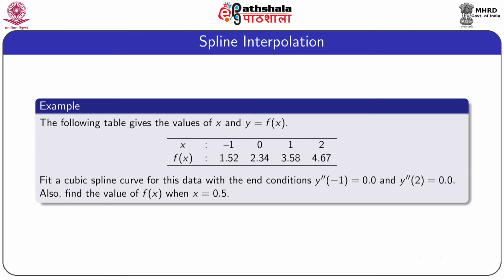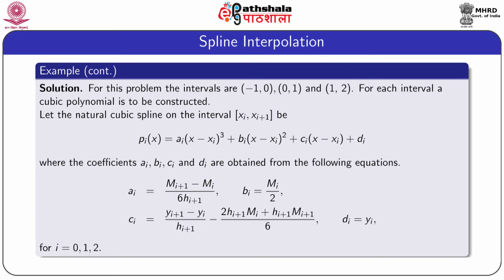The second derivative of y is given at the end points minus 1 and 2, and both these values are 0. Since these values are 0, we can say that the corresponding spline will be a natural spline. And also find the value of f x when x equal to 0.5. So, this is the problem. The first step is we have to construct a cubic spline, and then we have to find the value of f x for x equal to 0.5.